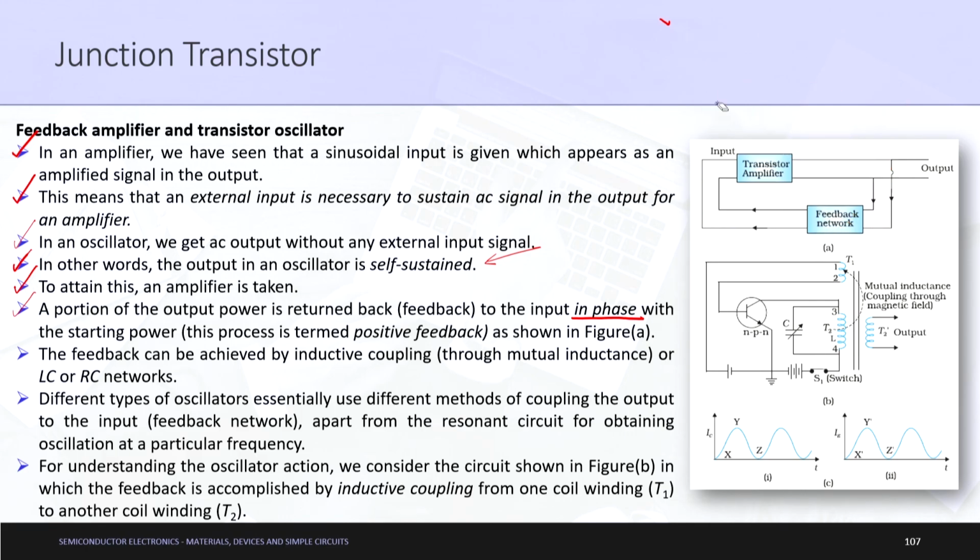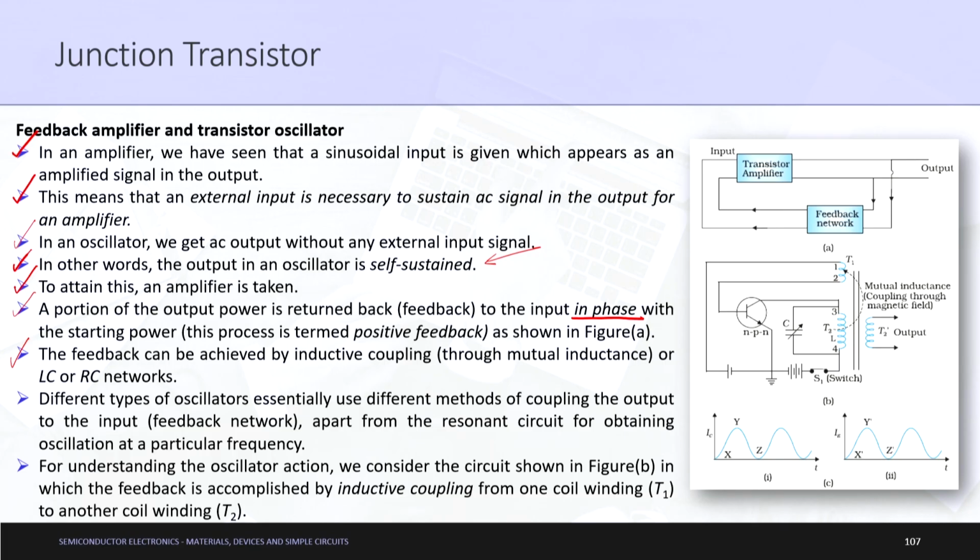So, this is the first point, in phase with the starting power. This is called positive feedback, as shown in figure A. This is how positive feedback works, in which we return a part of the power in phase with the input signal or the starting power. The feedback can be achieved by inductive coupling. Induction and related topics were explained in another chapter. Mutual inductance and self inductance are explained here.